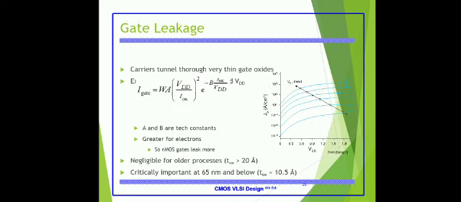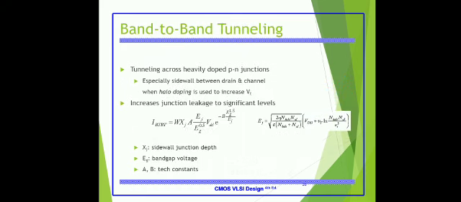The gate leakage carriers tunnel through very thin gate oxides, and it is much greater for electrons and negligible for older processes, and it is also important at 65 nanometer. Band to band tunneling occurs in heavily doped PN junctions, especially the side walls between the drain and the channel. It also increases the junction leakage to significant levels. So that equation is given here.